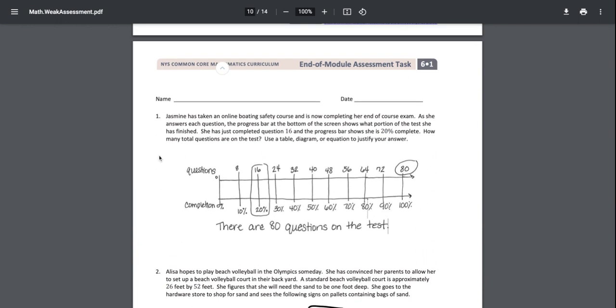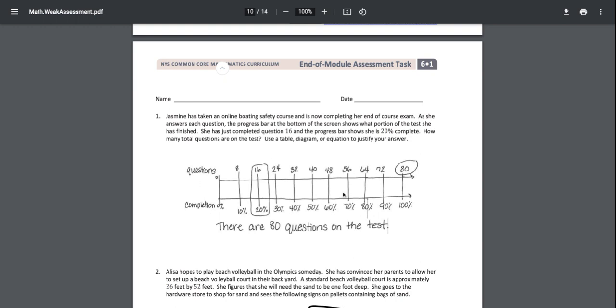So question 1 says, Jasmine has taken an online boating safety course and is now completing her end of course exam. As she answers each question, the progress bar at the bottom of the screen shows what portion of the test she has finished. She has completed question 16, and the progress bar shows she is 20% complete. How many total questions are on the test? Use something to justify your answer.